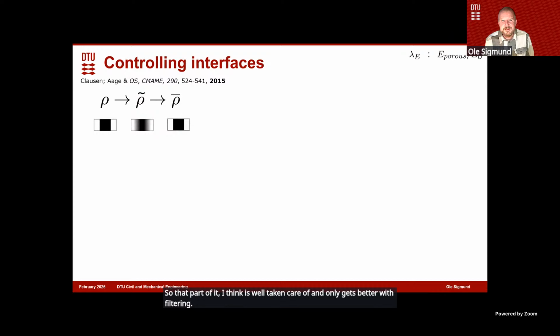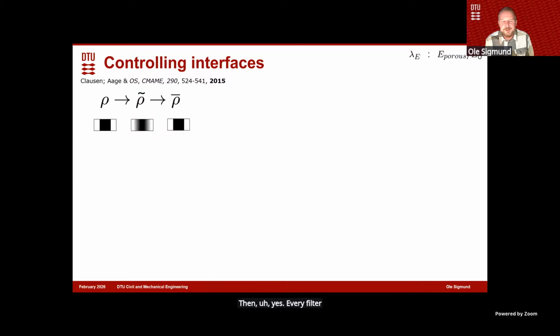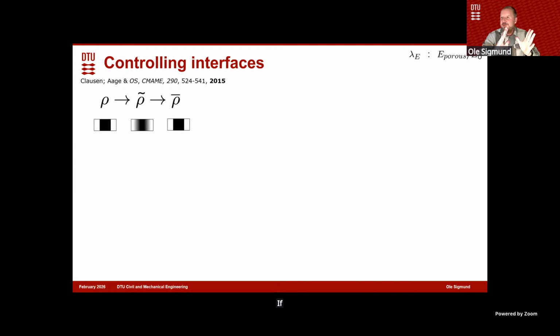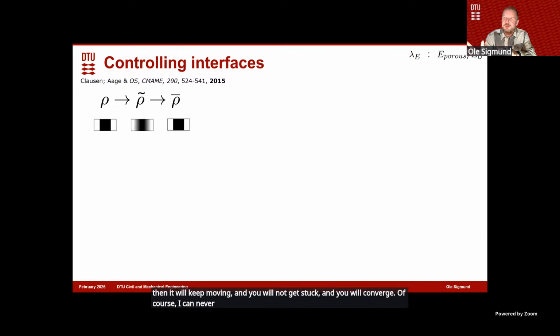Then, yes, every filtering step in principle limits the design freedom, but often it actually also convexifies or smoothes the design domain. If you don't do any filtering, you will often get right into a bad local minimum. If you add filtering, it will keep moving. Also, as we saw, as long as beta is not more than beta lim, it will keep moving and you will not get stuck and you will converge. Of course, I can never guarantee the global optimum, but a much better optimum.